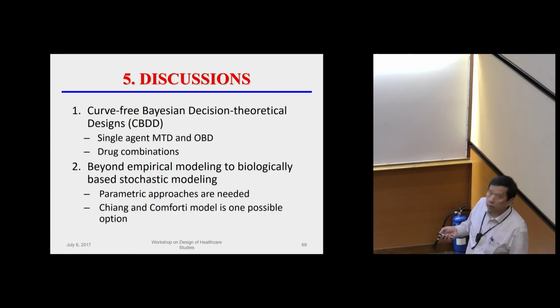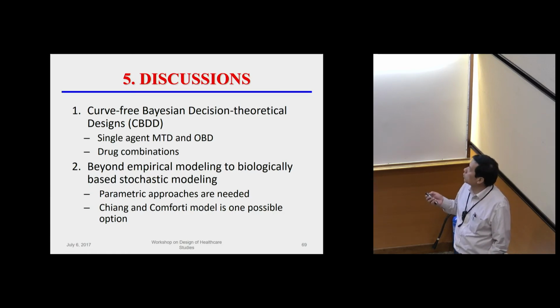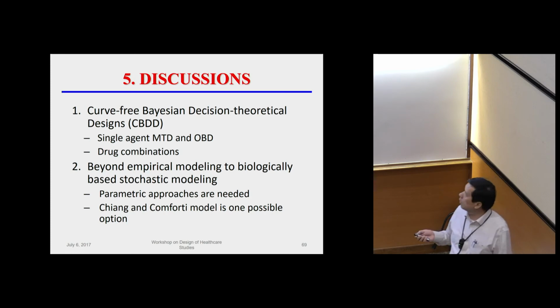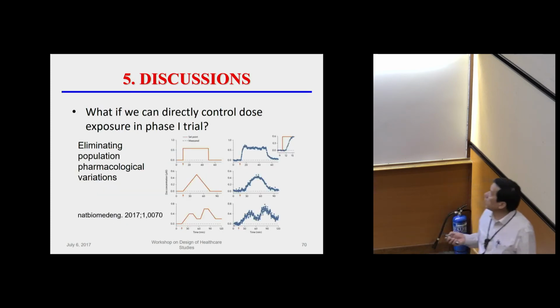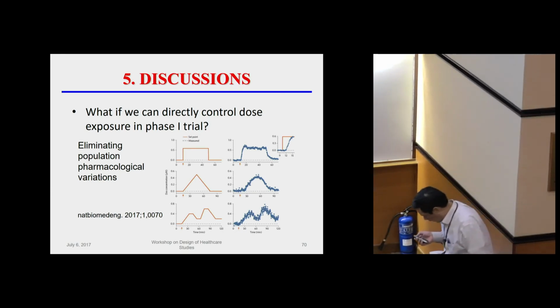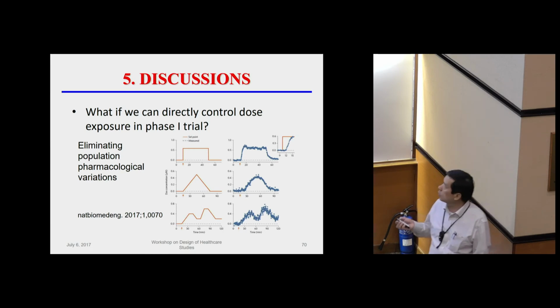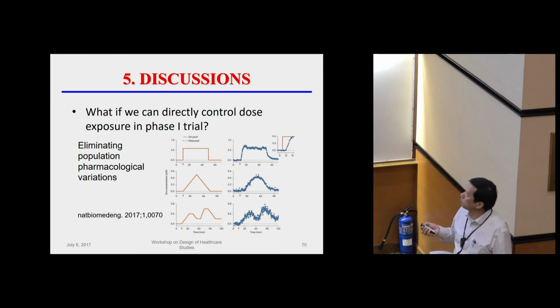So to recap, I did present some Bayesian decision theoretical designs for single agent, for MTD and OBD, and also drug combination. And I also call for research beyond empirical modeling of the data to more parametric models, and Chang's is one of the options. And partially, I think we are facing a lot of technical innovations. So we really need to think about something beyond what we have experienced. So I wonder if we are ready for a different kind of situation.